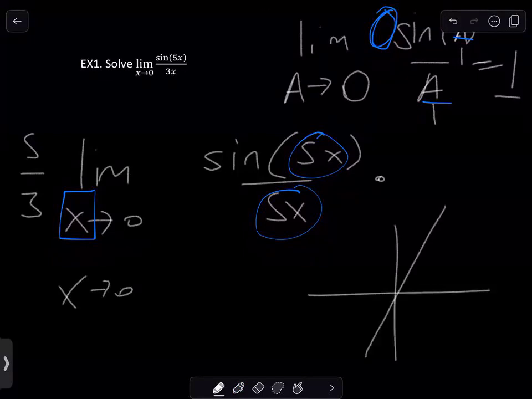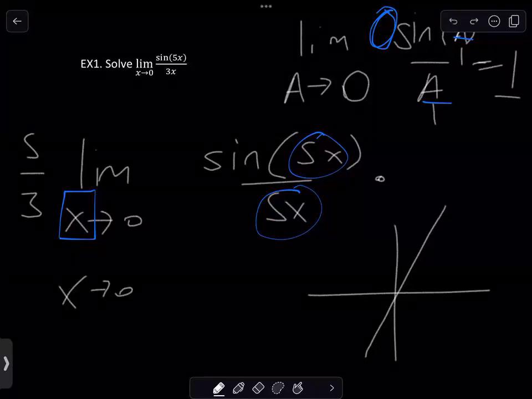It's cutting through the origin, and it has quite a steep slope because it has a steep slope of positive 5. As x approaches 0 of this function y is equal to 5x, what is the function value approaching? Okay, you can see that it's approaching a 0 value as well. So what we can say is, as x approaches 0, 5x is approaching 0.